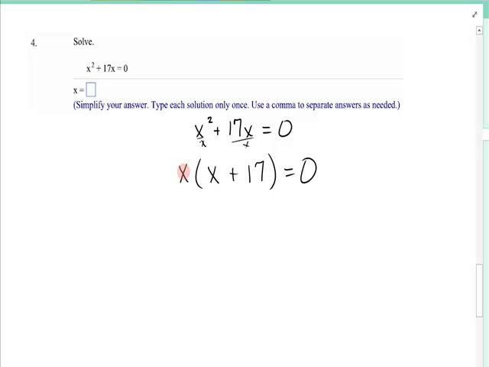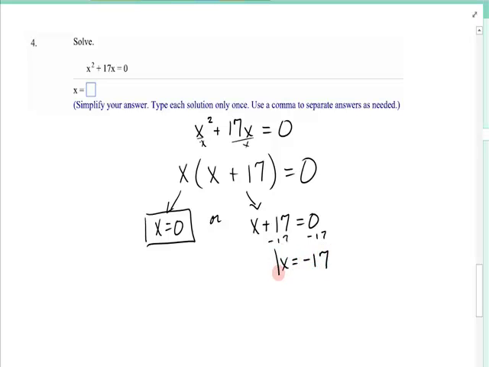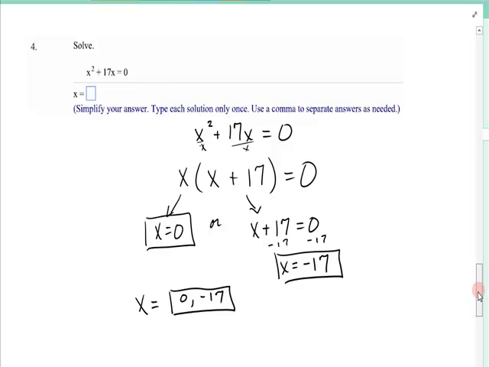There's no more factoring. X plus 17, there's nothing I can do to that. So this factor times this factor equals 0. That means that this one is 0, or this one is 0. There's nothing I can do to this. That is an answer. X equals 0 is an answer. The other one, subtract 17. X is equal to -17. So my answers are 0 and -17. Like I said, it doesn't matter about the order.